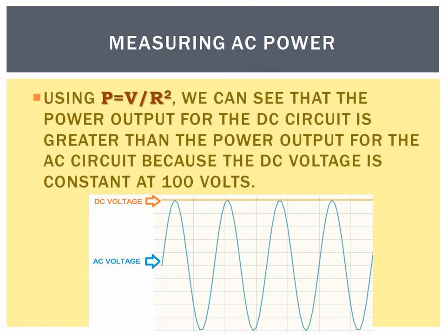Using the formula for power, P is equal to voltage squared over resistance, we can see that the power output for the DC circuit is greater than the power output for the AC circuit because the DC voltage is constant at 100 volts, where it's not for the AC circuit.